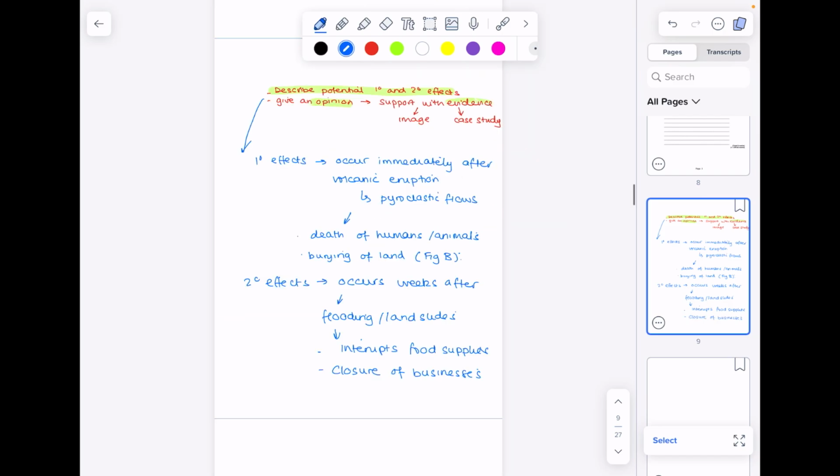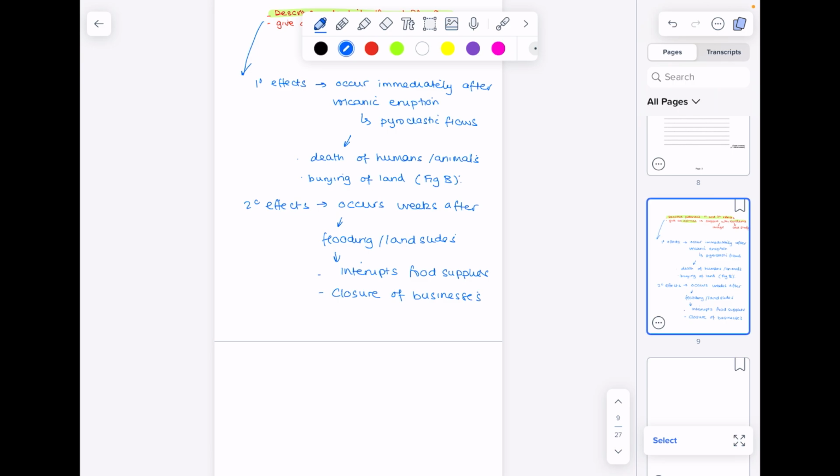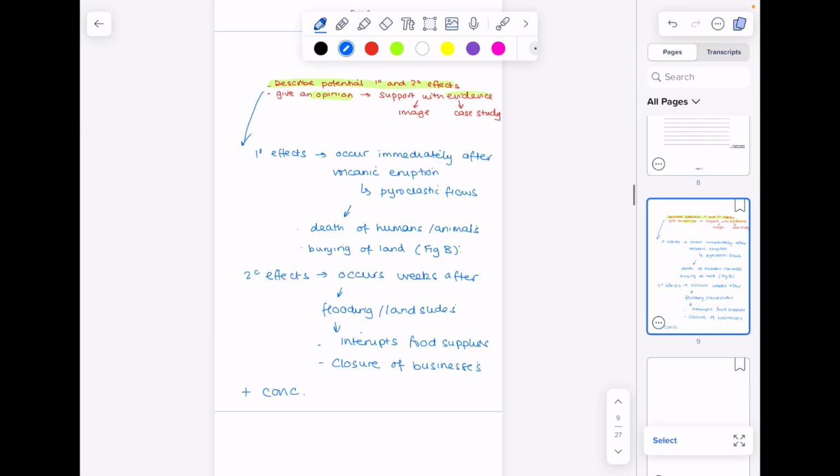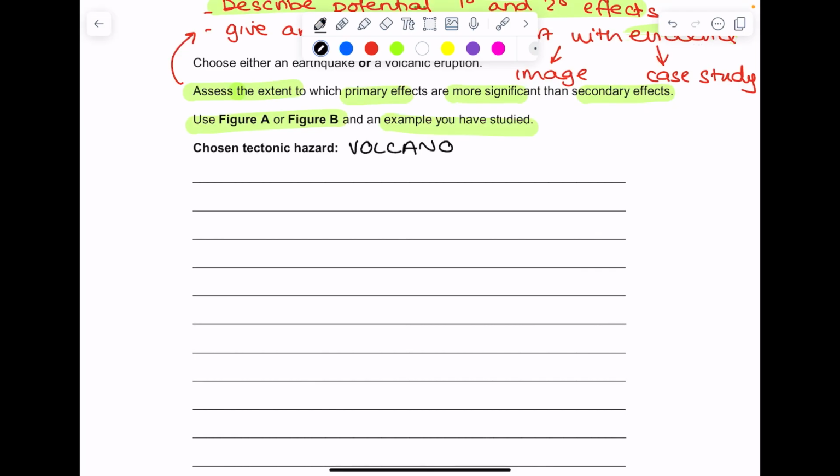And then there's never one complete right answer in terms of what opinion you want to have, whether you think that the primary or secondary effects will be more significant. It's totally up to you which way you argue it, but what is important is that you draw a conclusion. So personally, I'm going to draw the conclusion that the secondary effects are more significant because these effects continue to impact communities for many years to come. So I'm writing there plus conclusion. So I personally feel like I'm ready to get going on this question.